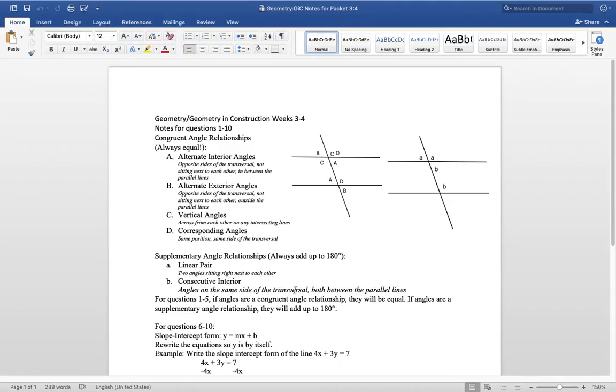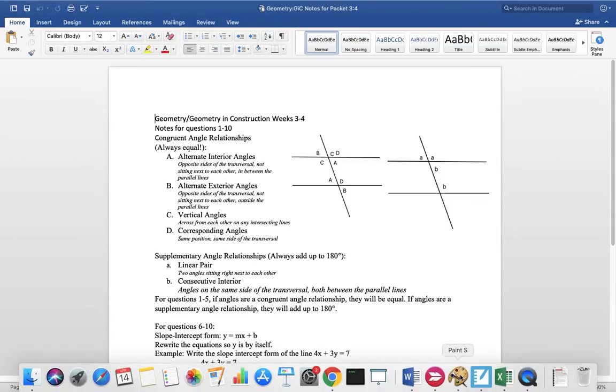Okay, and then consecutive interior angles, angles on the same side of the transversal, both are between the parallel lines. So B and B, those sit right next to each other. They're in between the parallel lines, they're on the same side of the transversal. Those are consecutive interior angles. And again, supplementary angle relationships always add up to 180 degrees.